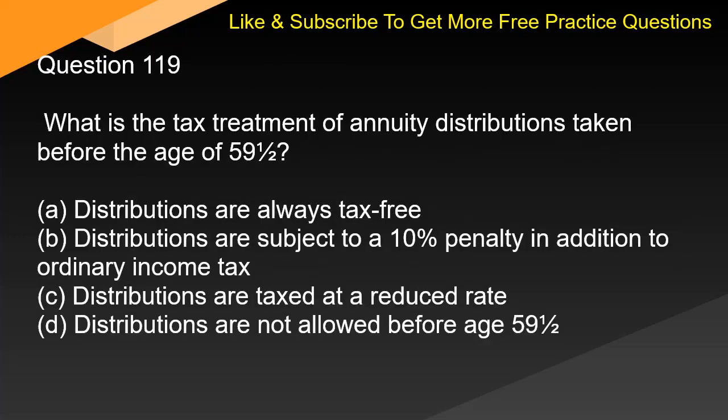Question 119. What is the tax treatment of annuity distributions taken before the age of 59.5? A. Distributions are always tax-free. B. Distributions are subject to a 10% penalty in addition to ordinary income tax. C. Distributions are taxed at a reduced rate. D. Distributions are not allowed before age 59.5.